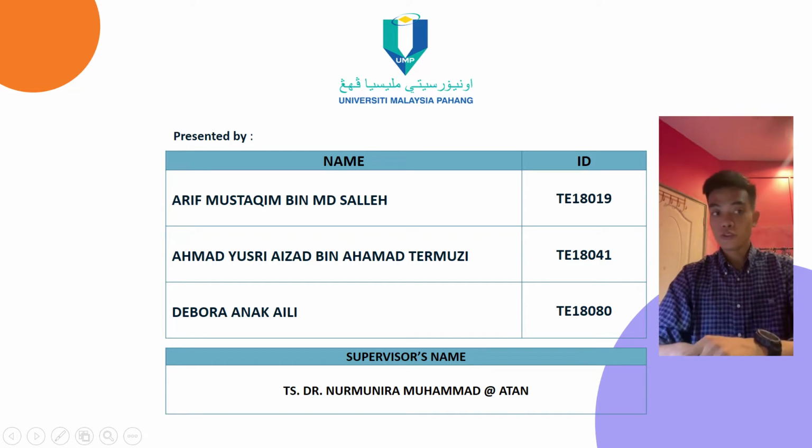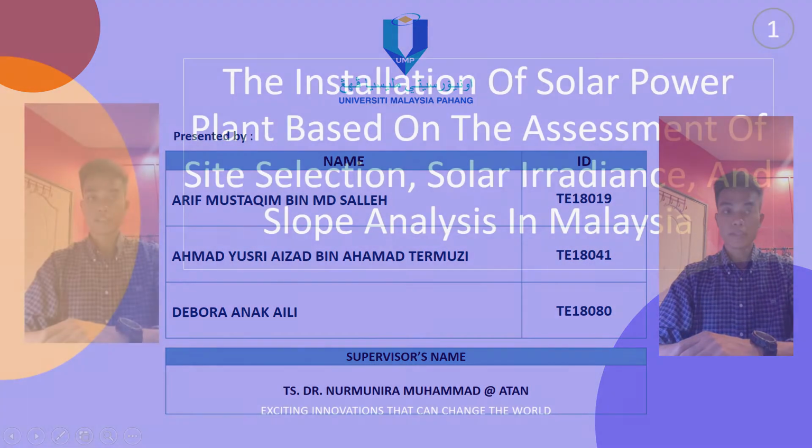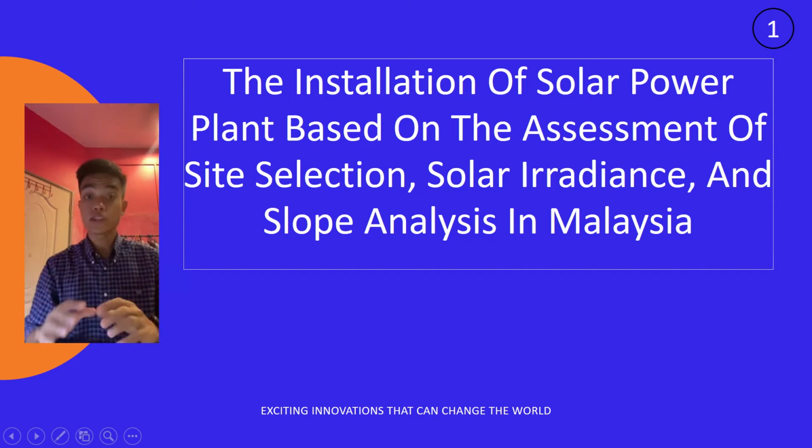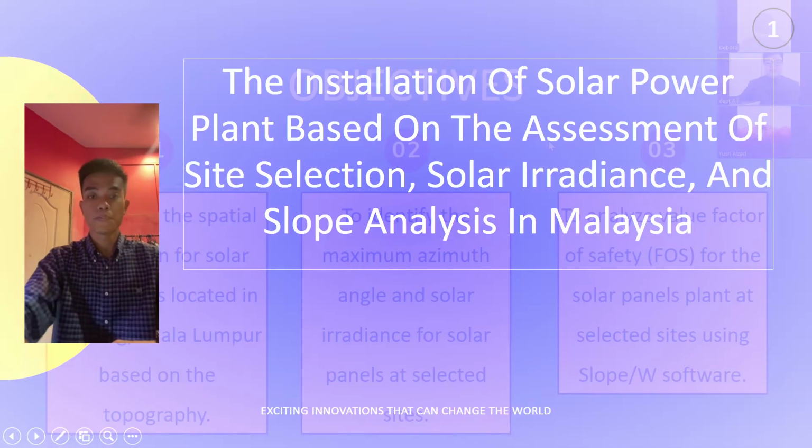Okay, so I'm going to give you a brief about our study, in particular to fulfill the objective first. The title is the installation of solar power plant based on the assessment of site selection, solar irradiance and slope analysis in Malaysia. Malaysia is in a growing period in terms of population density. Because Malaysia is one of the nations that gets direct solar irradiation, solar energy is critical to safeguarding and sustaining our future ecology.